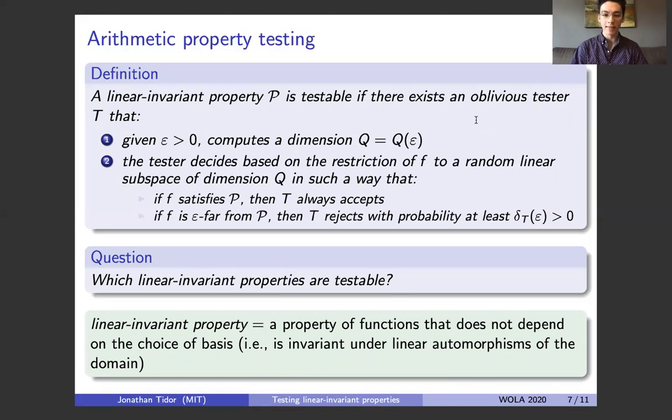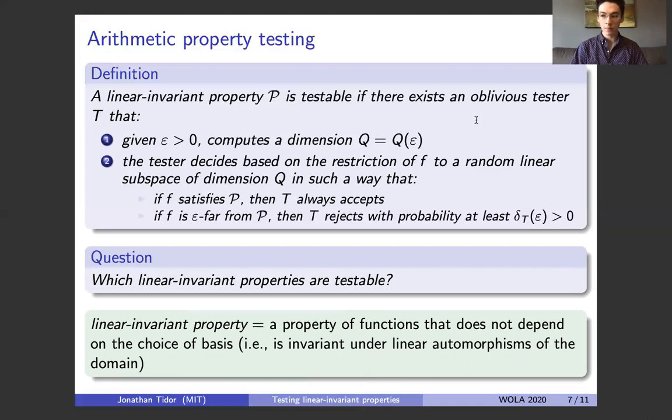Now let me define a linear invariant property. It's a property of functions that does not depend on the choice of basis. That is, it's invariant under linear automorphisms of the domain. We can see properties like linearity and polynomiality are all linear invariant properties. But a property like being a junta is not linear invariant, since it depends on the specific basis we use.